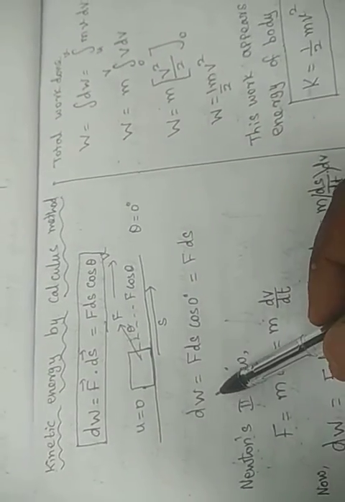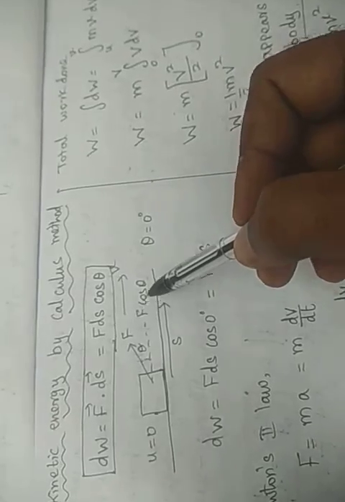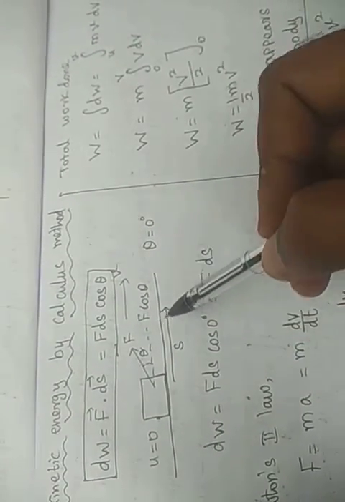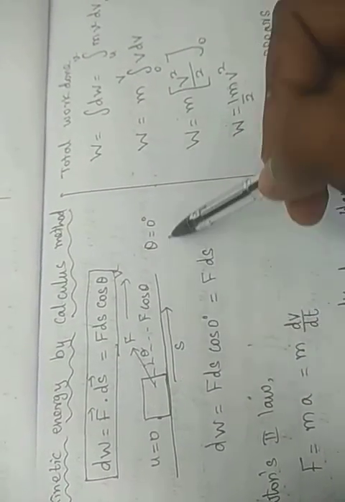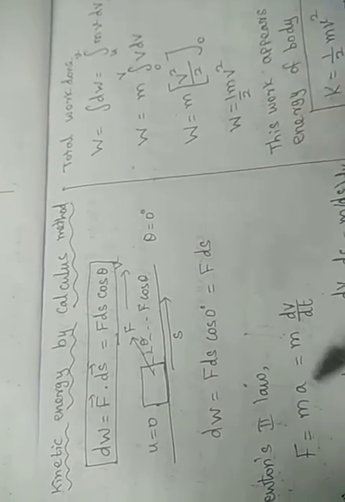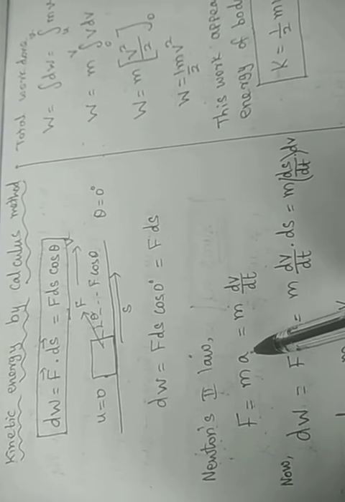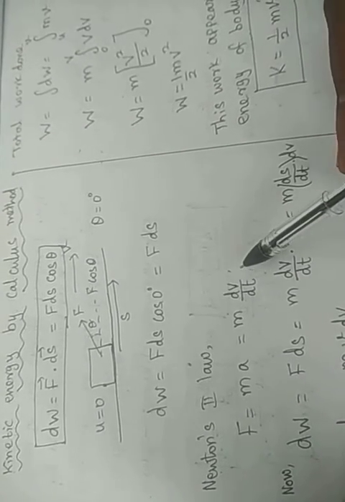So W is equal to F ds cos 0 degrees. How is it 0 degrees? Because the force direction and the displacement direction are both parallel. So theta is equal to 0, cos 0 is 1, and we get F ds alone. According to Newton's second law, F is equal to ma, where a is the rate of change of velocity.